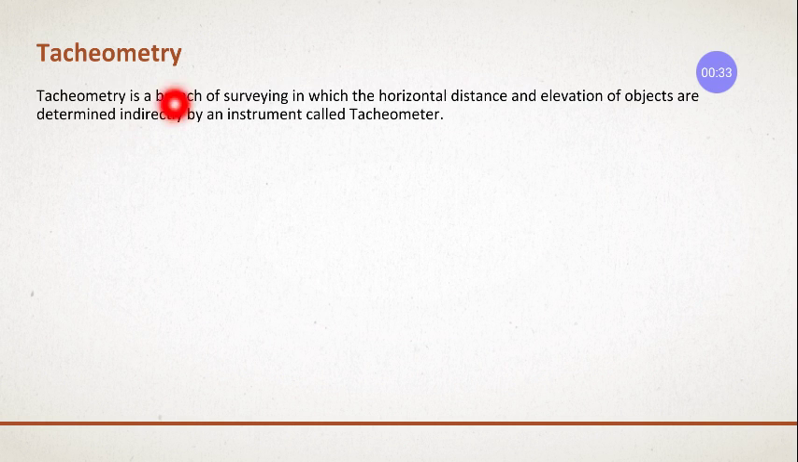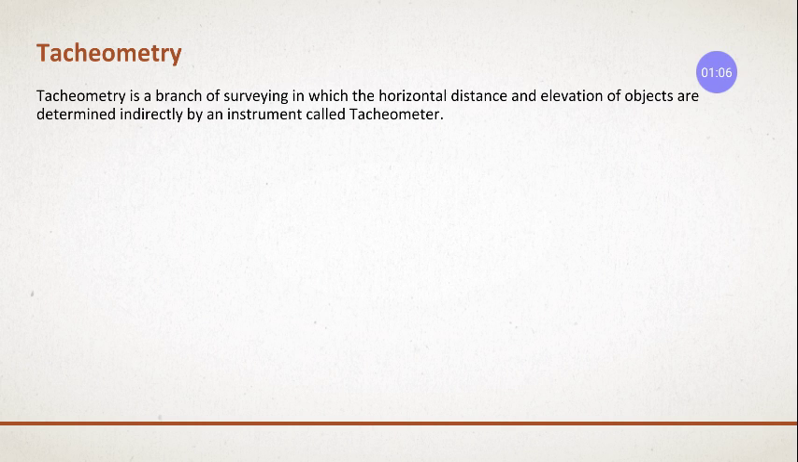Tachymetry is a branch of survey in which the horizontal distances and elevations of an object are determined indirectly by an instrument called a tachymeter. So this tachymeter we'll be using to calculate the horizontal distance and elevations of an object is called tachymetry. It is a branch of survey.